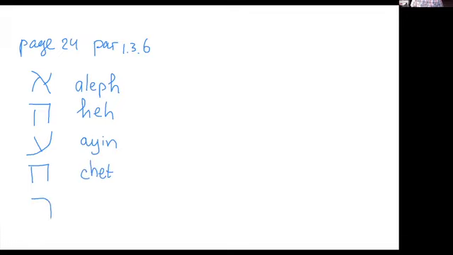And sometimes the Resh is also from the R, like the back of the throat. You have the R in the front of the mouth, R, and you have an R in the back of the mouth. R.